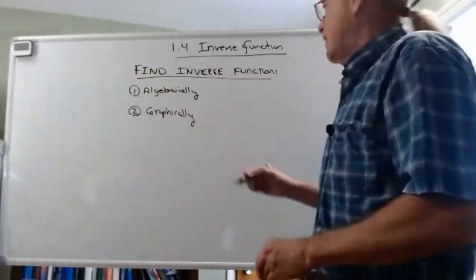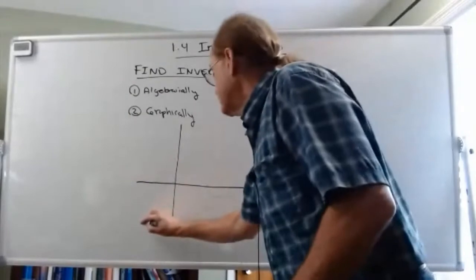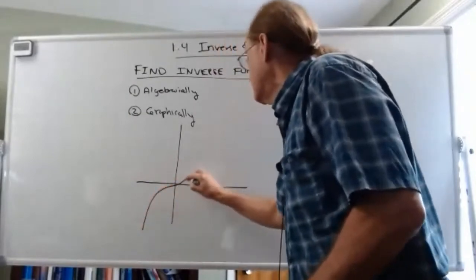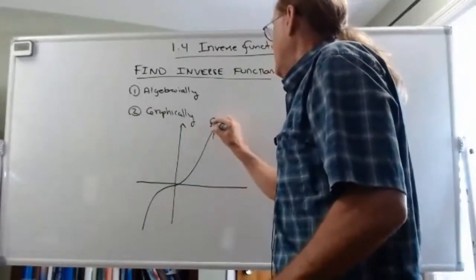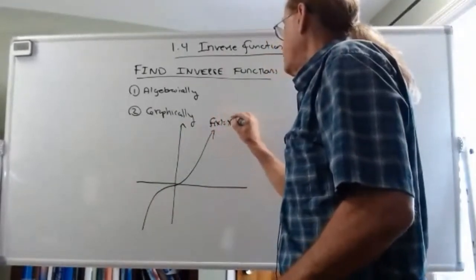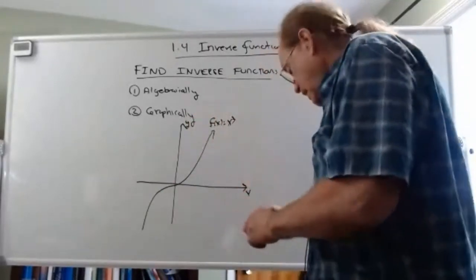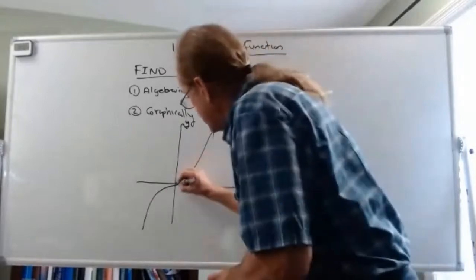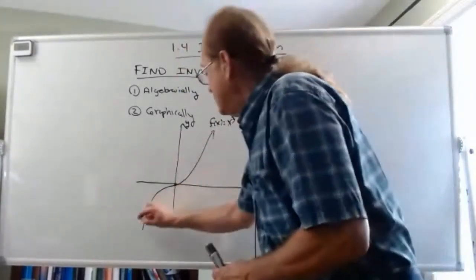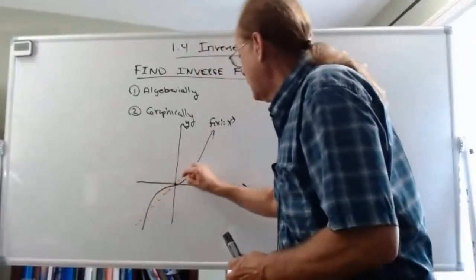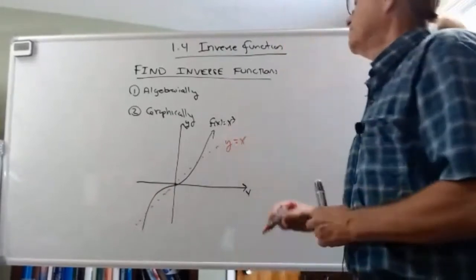Meaning, I start with some function over here. So here's my function. I'll take this as my cubic function, f of x equal to x cubed. Here's my y, there's my x. And then I look at the line. It's supposed to go through the origin. I don't have it drawn perfectly there. Take a look at the line y equal to x. So this is the line y equal to x.